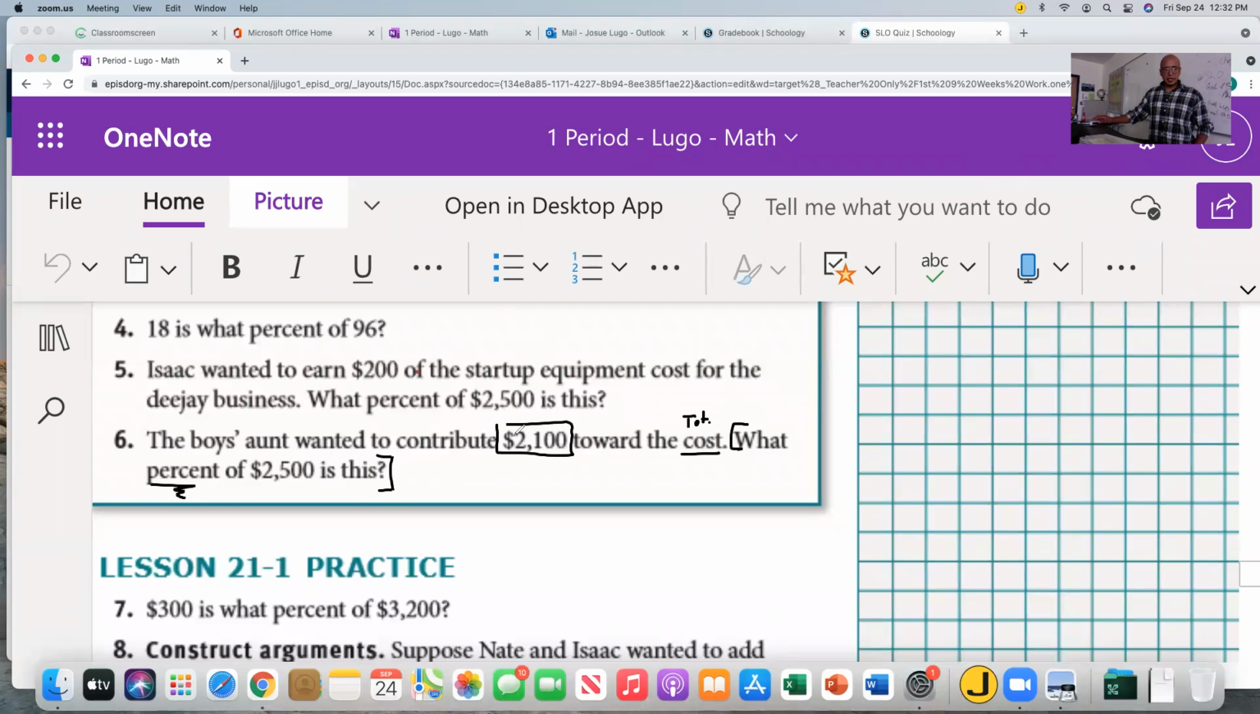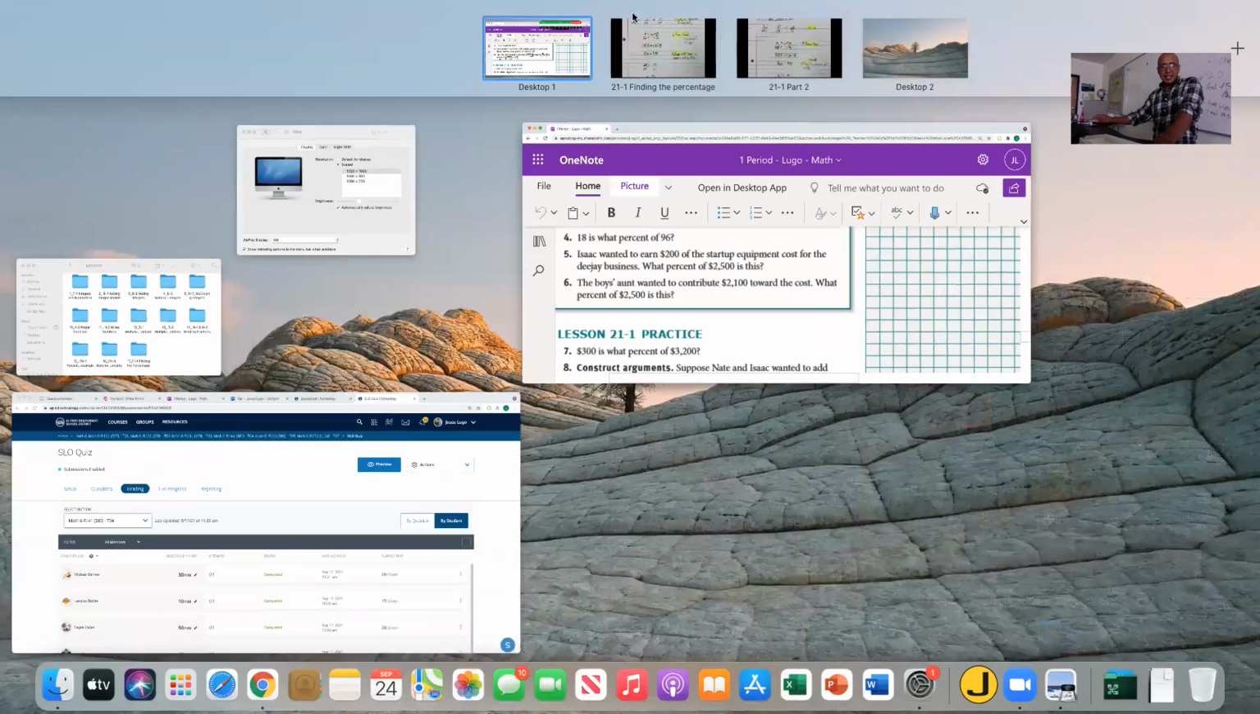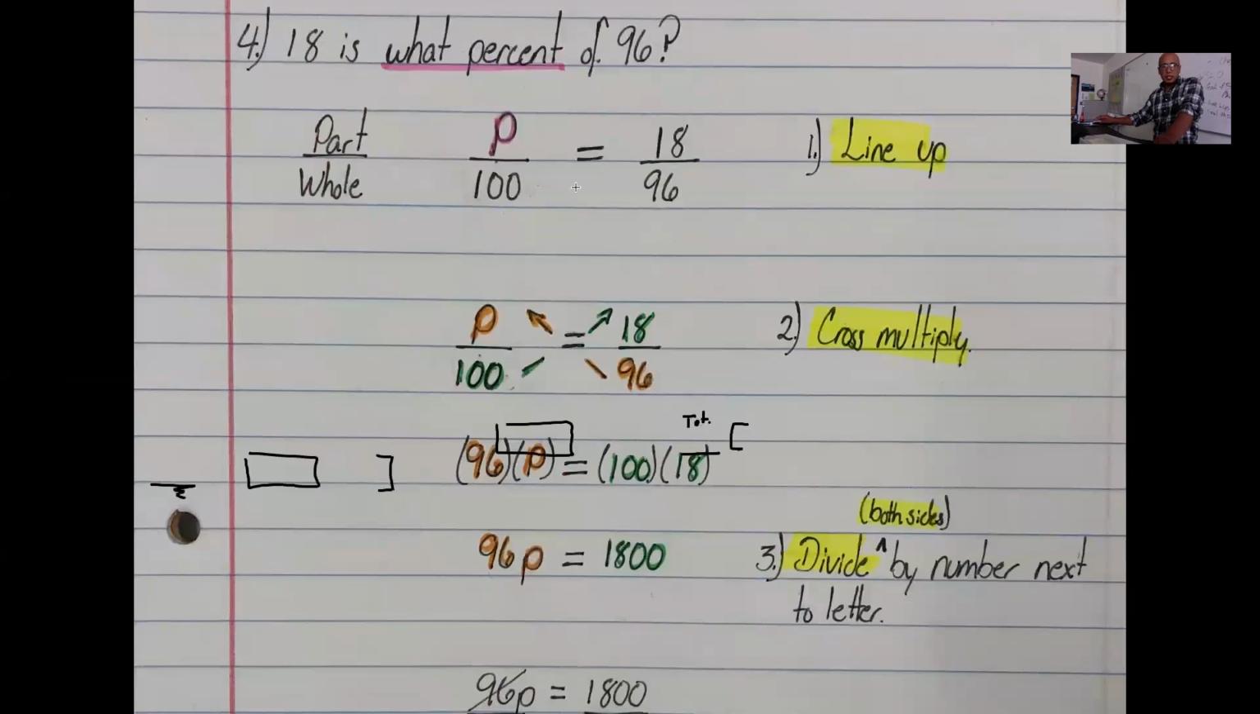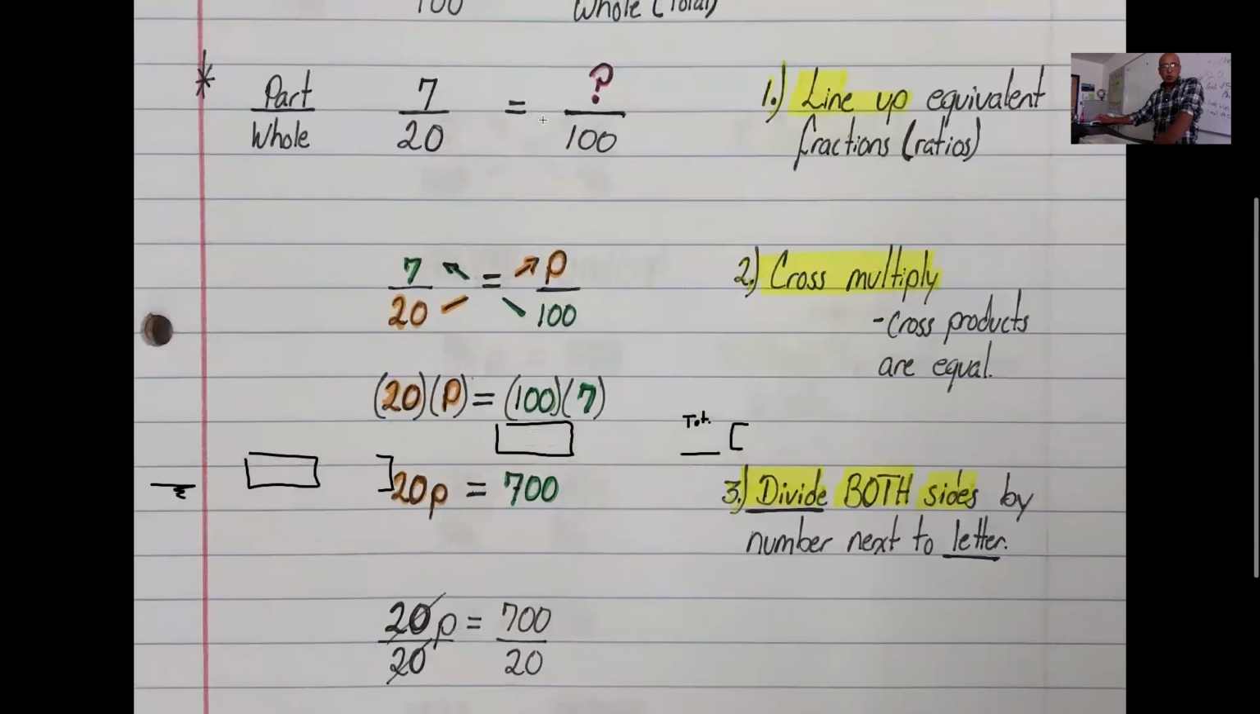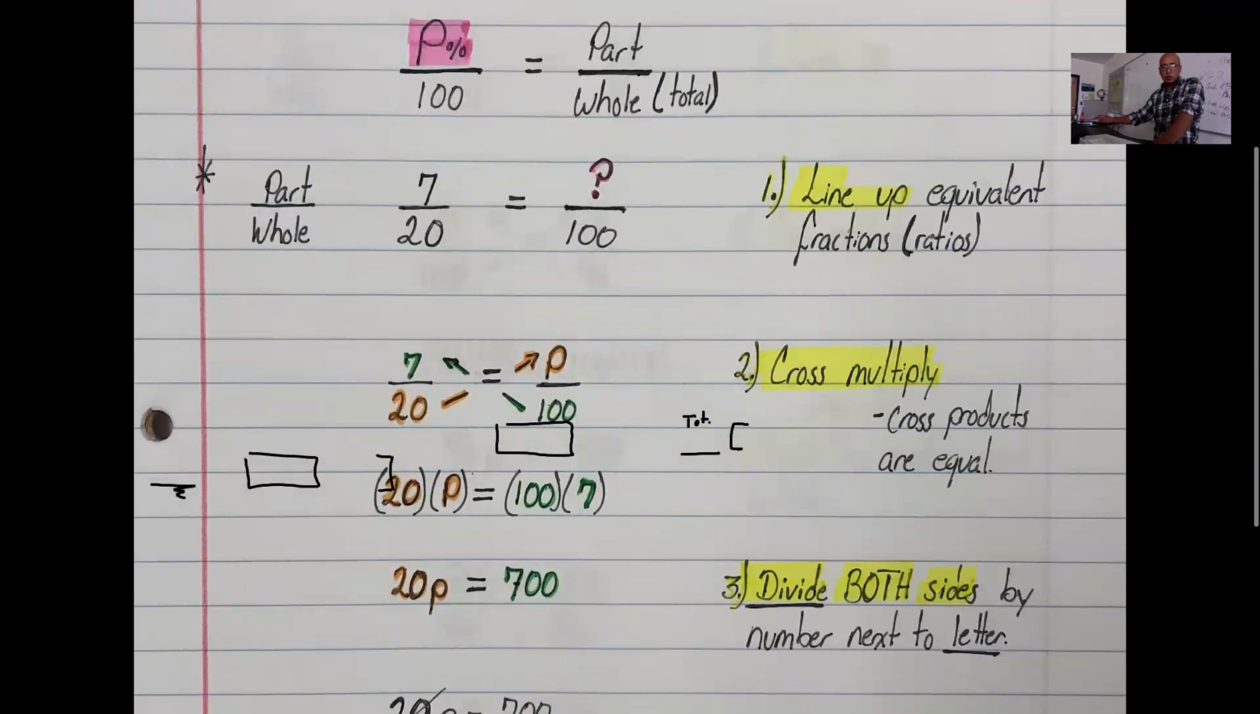Beginning with this amount right here, 2,100 is what she's contributing, and that is a part of the total amount. And the total amount is actually given to us down here. That is the total amount, meaning we have the part over the whole. Notice that if we go back to our model, that is half of what we need already. We need part over whole.